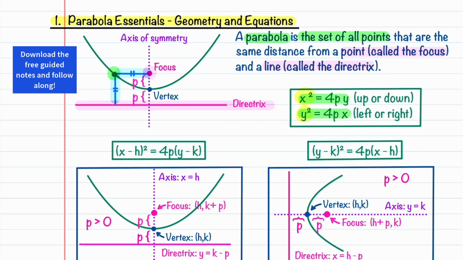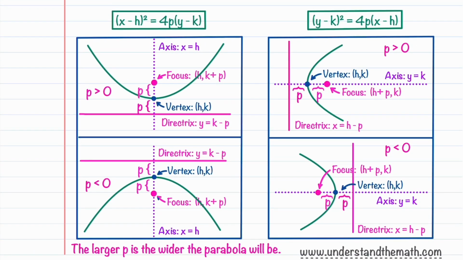P, up here in our graph, is the distance between the focus and the vertex, and between the vertex and the directrix. The vertex lies halfway between the focus and the directrix. If a parabola opens upward or downward and its vertex is not at the origin, it can be described by this equation where the vertex is located at the point h, k.